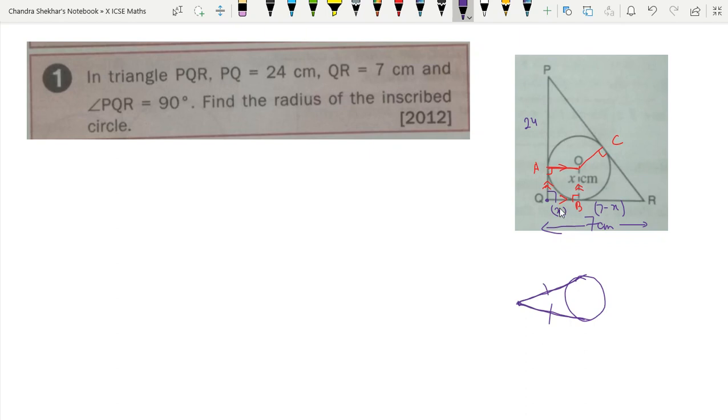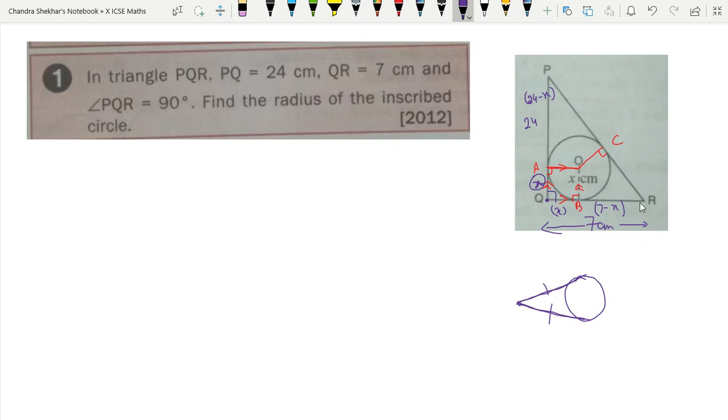Since it is a square, it will be equal both ways. So this is x, this length will also be x, right? Now this length is x, and the total is 24, so will this length not be 24 minus x? Yes, 24 minus x.